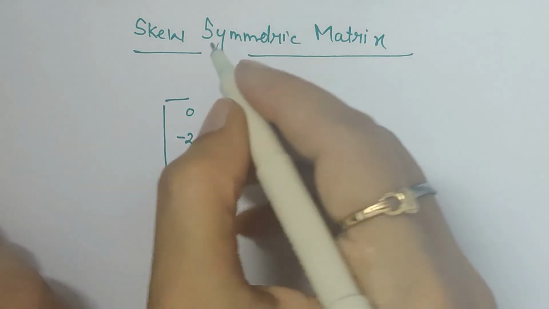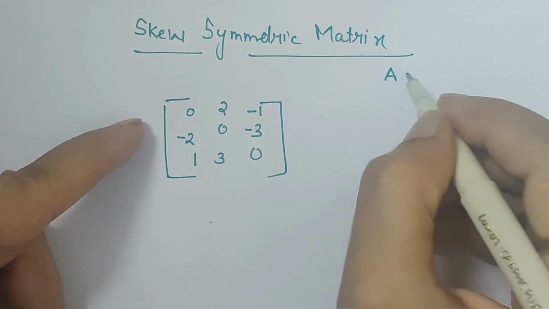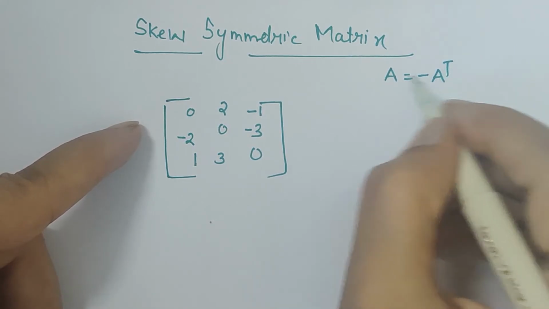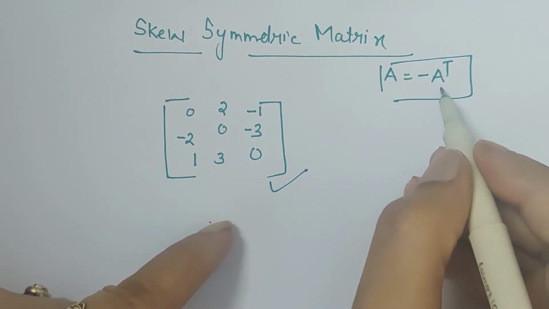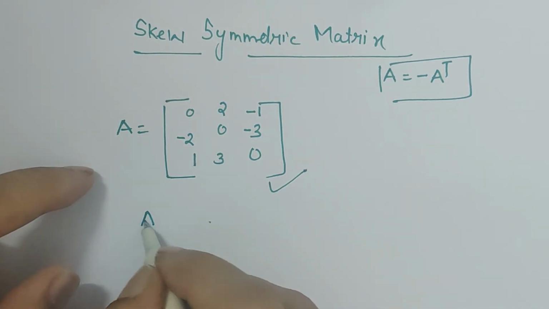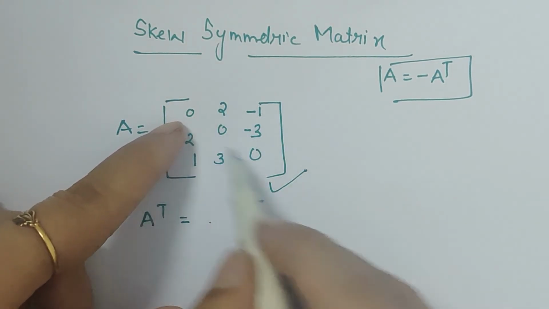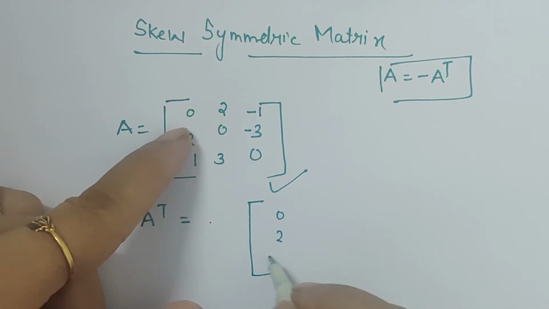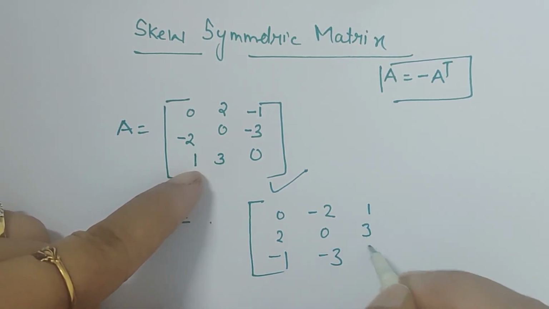The condition for any matrix to be skew symmetric is A should be equal to -A transpose. Now for this matrix, if we check, are we getting minus of A transpose? Let us say this is A. When we transpose it, we write rows in column form. So 0, 2, -1, then -2, 0, -3, 1, 3, 0.